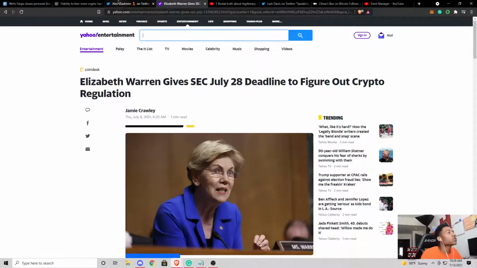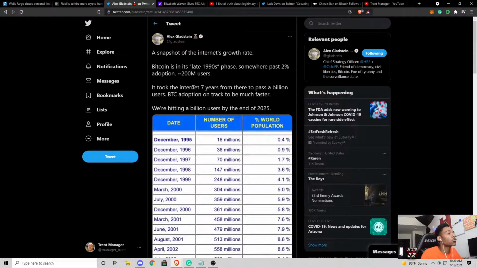So awesome. Moving over to our Twitter, little tweet from Alex Gladstone. I thought this was really good as well. We got a couple Twitter implementations in here. A snapshot of the internet's growth rate. Bitcoin in its late 1900s phase, somewhat past 2% adoption, 200 million users. It takes 7 years from there to pass 1 billion users. BTC adoption on track to be much faster.